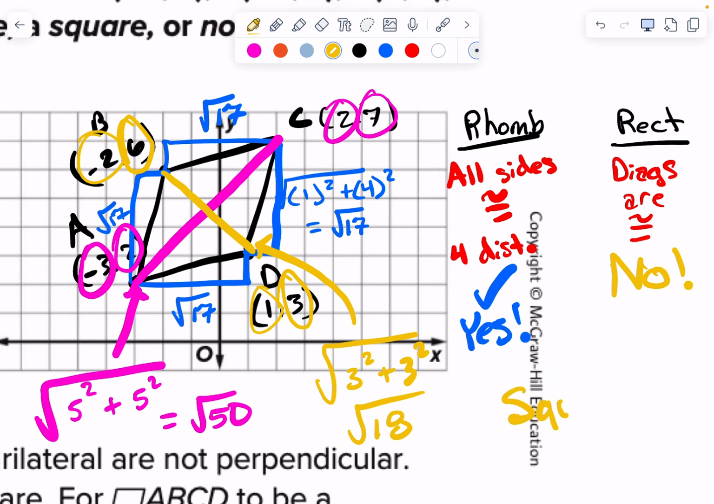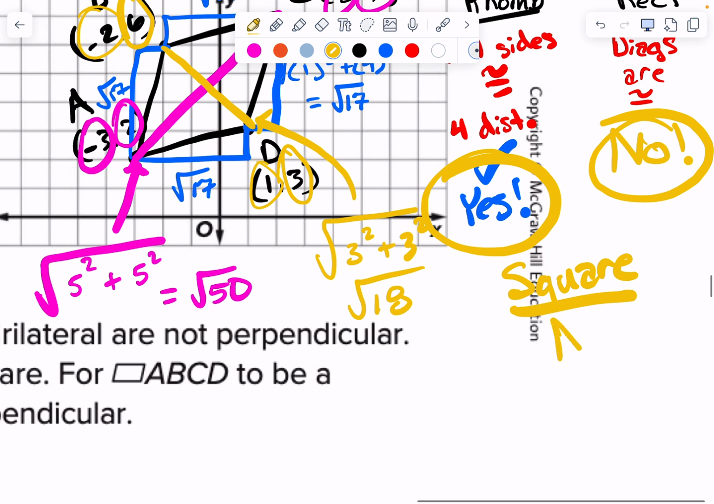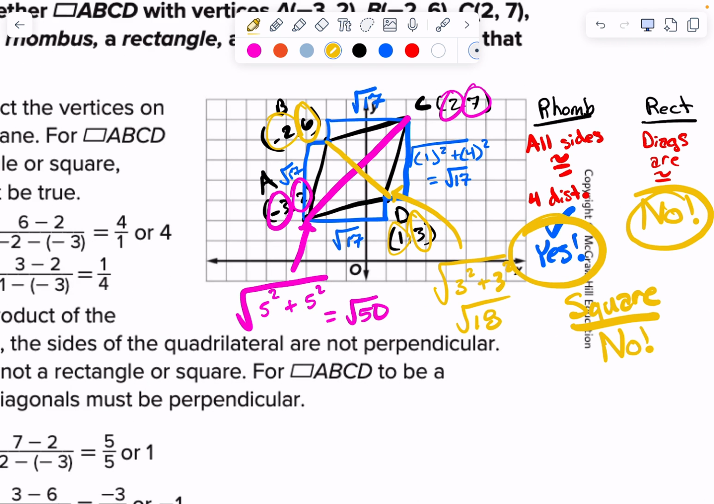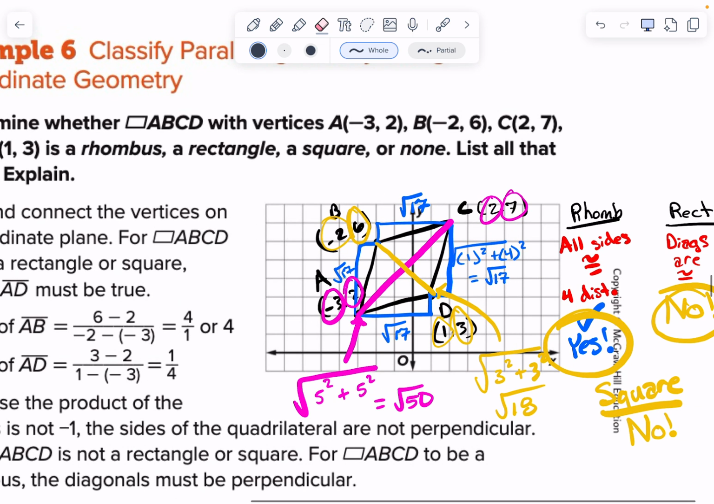Is he a square? If he's a square, he has to be a yes here and a yes here, right? So he is a no. That's what I'm saying. But also, you could do this process without even graphing it, right? If you did the diagonals on all four sides.